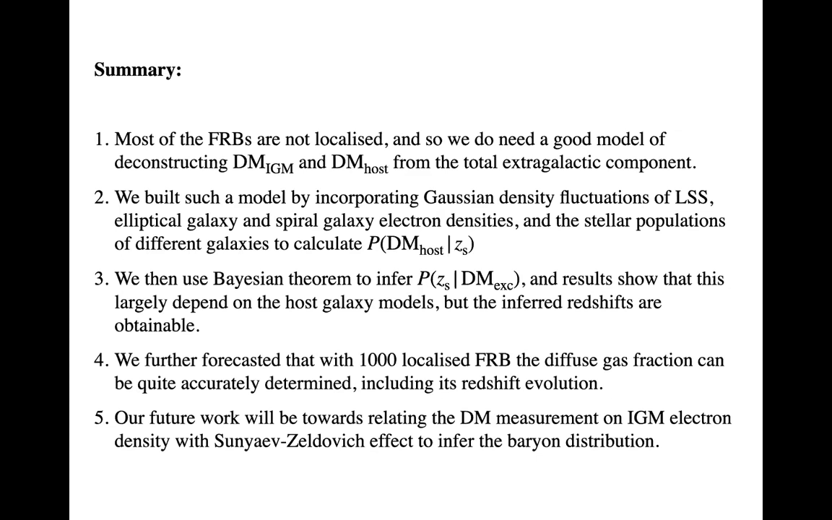Then we can use Bayes' theorem to infer the source galaxy redshift given the extragalactic DM component. And the results show that this largely depends on the host galaxy model, but inferred redshifts are obtainable and relatively consistent across these different models. We further forecast that with a thousand localized FRBs, the diffuse gas fraction can be quite accurately determined, including its redshift evolution. So our future work will be towards relating the DM measurement of the IGM electron density with the SZ effect to infer the baryon distribution. Thank you.